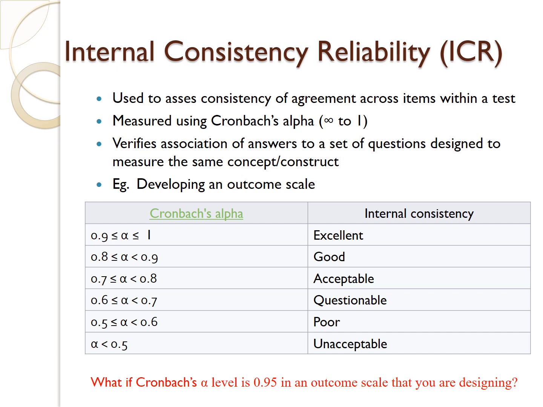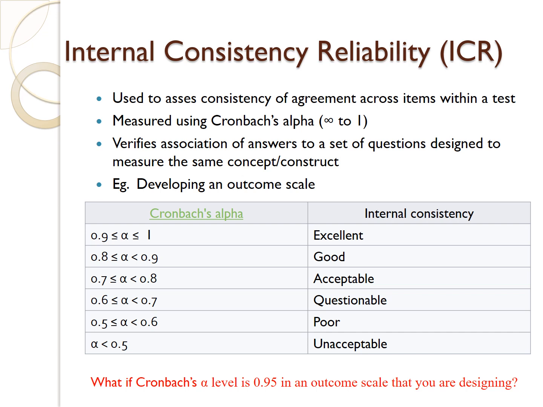In that case, what we need to do is either come up with questions that are framed appropriately, or reframe those questions so that the patients could understand better, or eliminate and add some other questions to design a proper outcome scale which will have a better internal consistency reliability. So what if the Cronbach alpha level is 0.95 in an outcome scale that you're trying to design, okay?